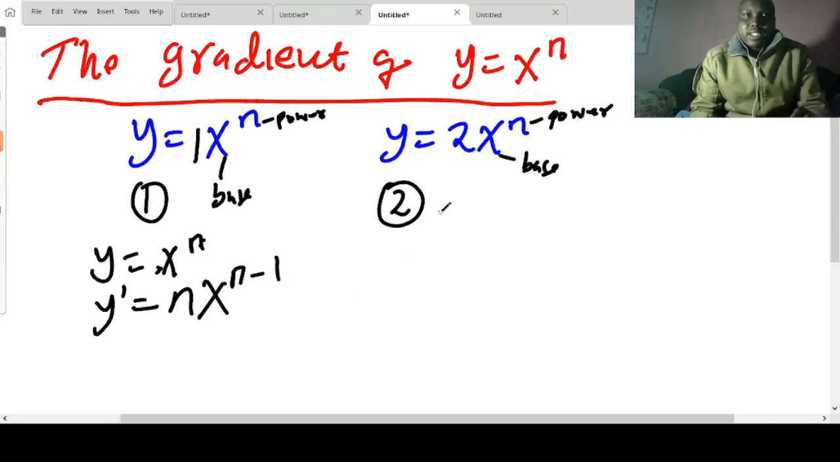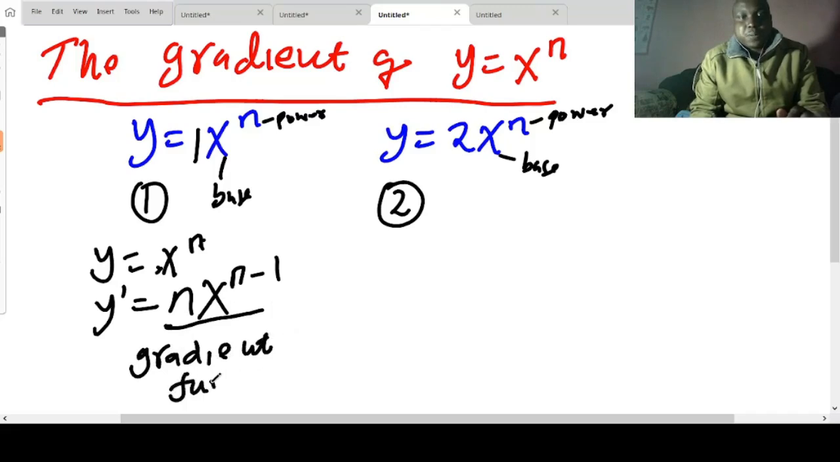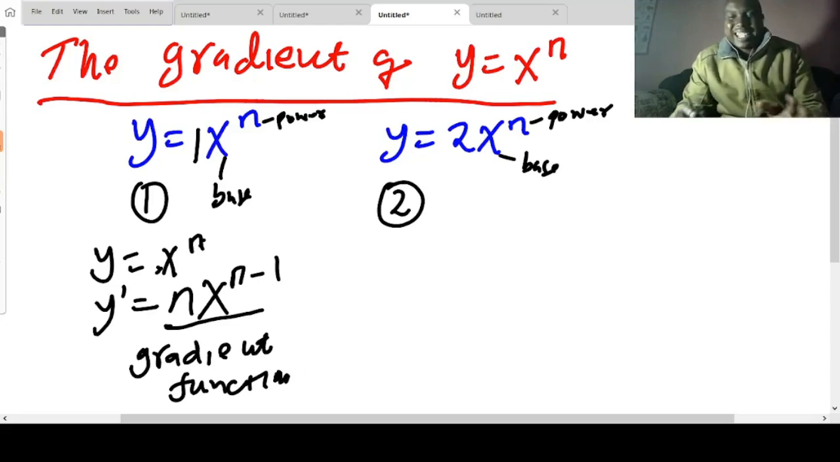Then let me come to number 2. When we do this, what we have here now is called the gradient function. Don't worry, I'm just using the general one. We will do examples and we will be able to understand exactly what we are talking about.